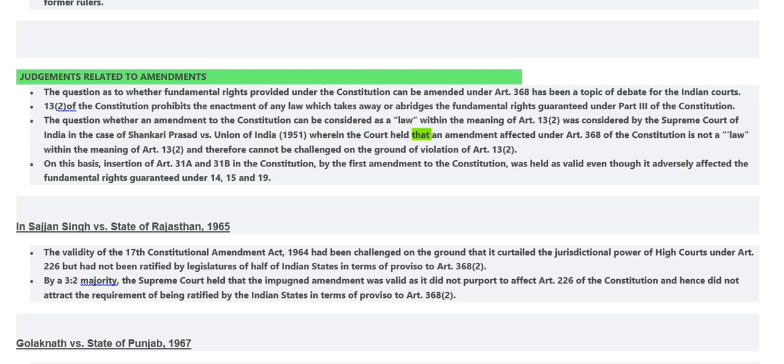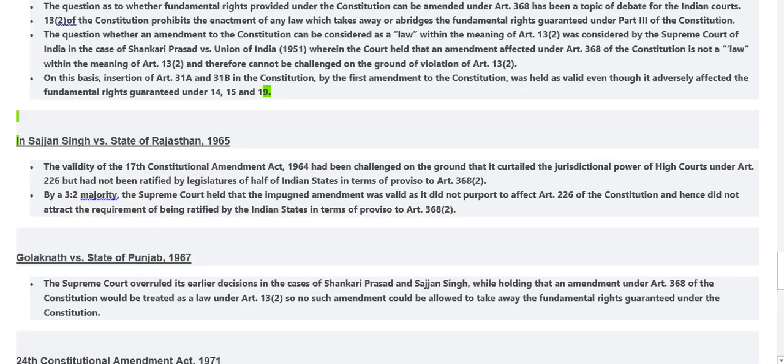Union of India, 1951, wherein the court held that an amendment effected under Art. 368 of the Constitution is not a law within the meaning of Art. 13(2) and therefore cannot be challenged on the ground of violation of Art. 13(2). On this basis, insertion of Art. 31A and 31B in the Constitution, by the First Amendment to the Constitution, was held as valid even though it adversely affected the fundamental rights guaranteed under 14, 15 and 19.